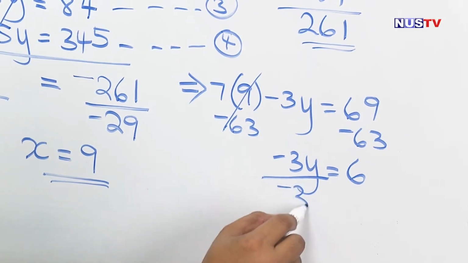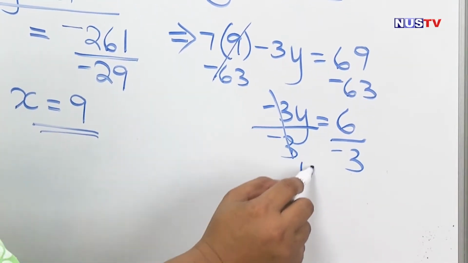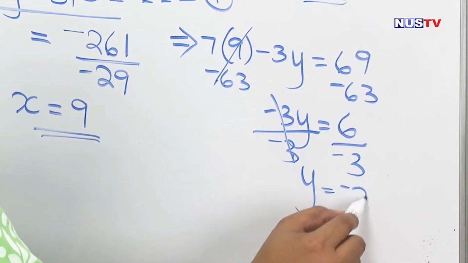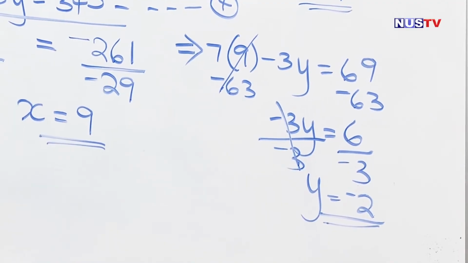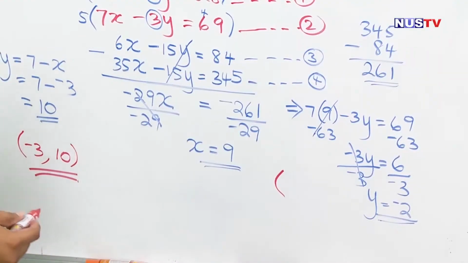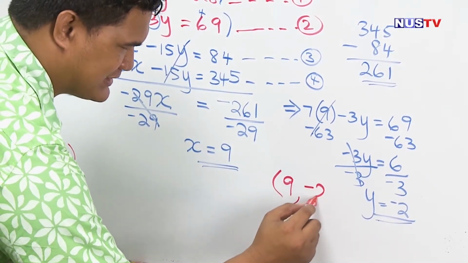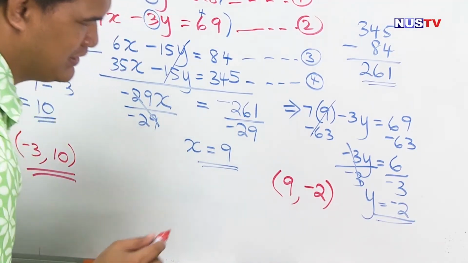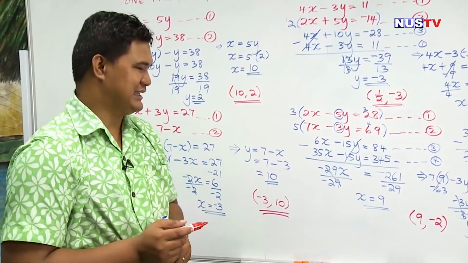The last step, we divide both sides by negative 3. So our value of y will be negative 2. So the point that we're looking for, which is the common point of the two equations, x is equal to 9 and y is equal to negative 2.